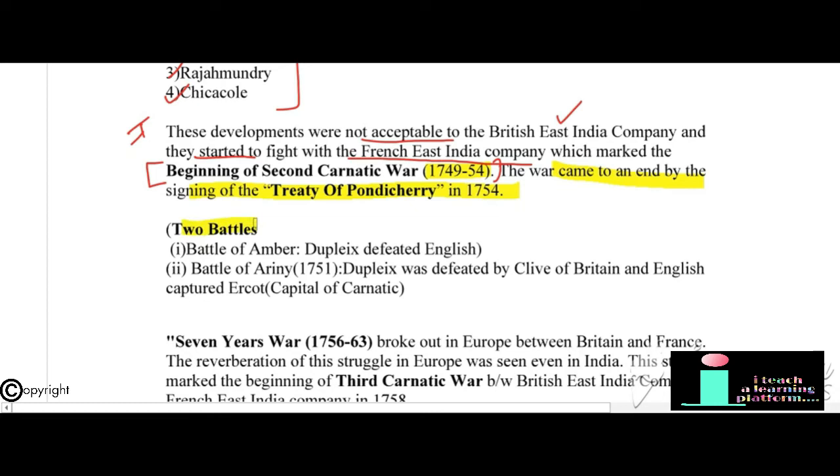So, 2 battles which were fought during the Second Carnatic War were the Battle of Amer, in which Dupleix defeated the English, and another battle, the Battle of Arenay in 1751. Here, Dupleix was defeated by Clive of Britain, and the English captured Arcot, which was the capital of Carnatic.